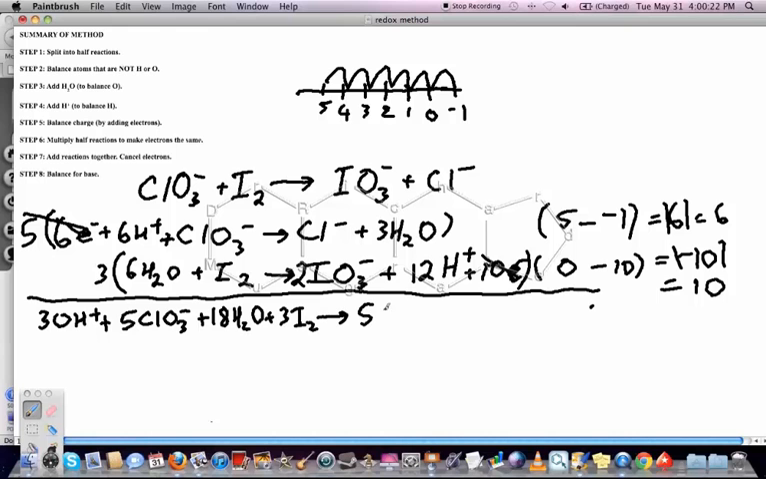That gives me 5 Cl minuses here, 15 H2O over here, let's see, 6 IO3 negative, that's 2 times 3. And let's see, plus 36H plus, and I think that looks like it's about it.